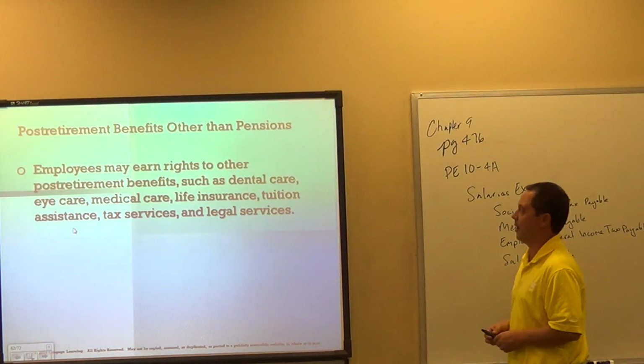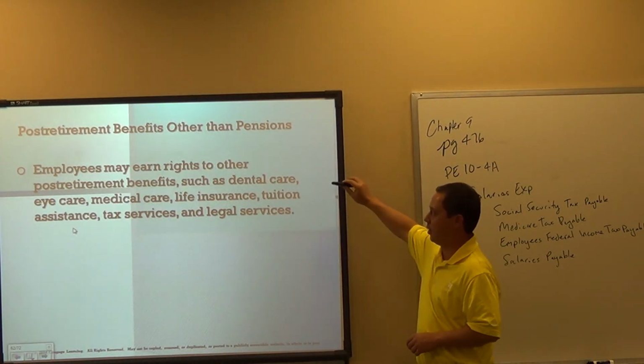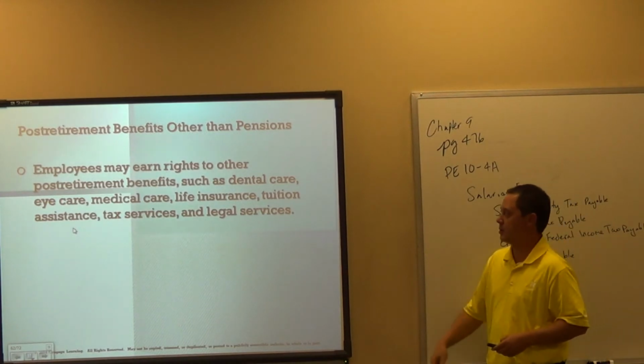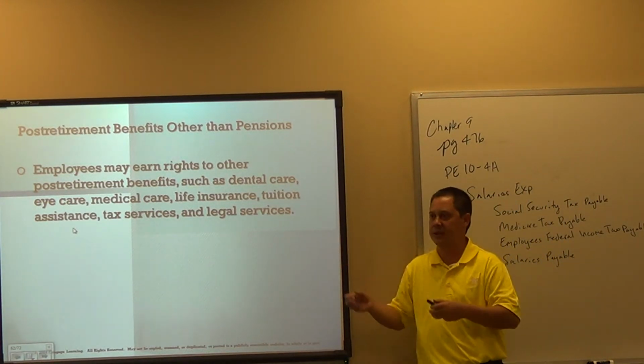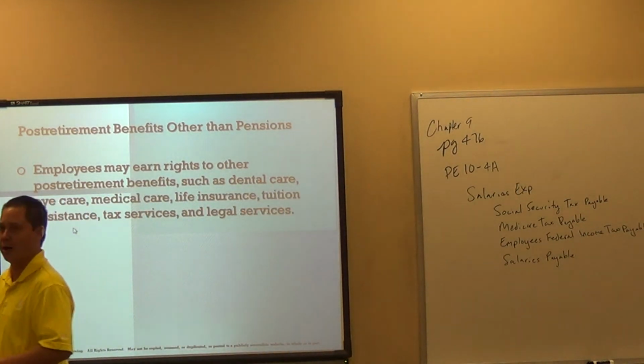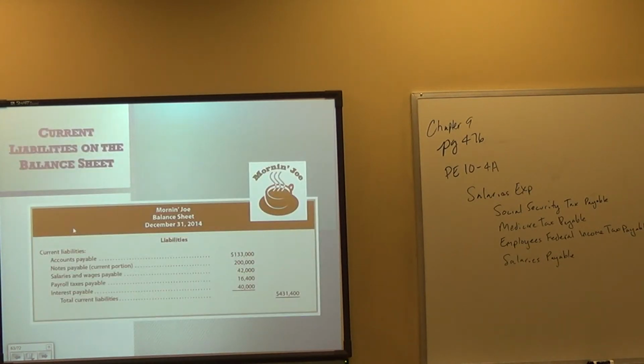So as post-retirement benefits, employees may earn rights to other post-retirement benefits such as dental care, all those things that could be there. Tax services, legal services, there's a lot of different things that could be a part of that. Even including airlines. If you work for an airline long enough, some of them, 10 years, 15 years, you get free flights for life. It just depends on each airline, they do different things. And so there's different benefits that they have, tuition assistance and those type of things there.